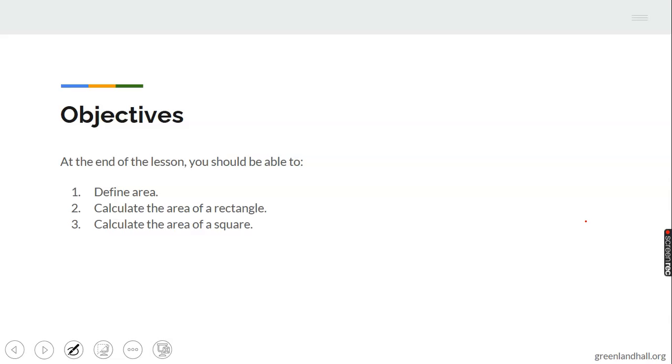At the end of this lesson, you should be able to define area, calculate the area of a rectangle, and also calculate the area of a square.